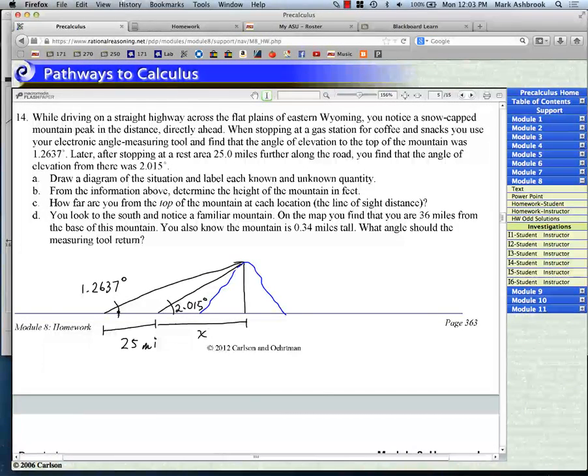Okay, so this is the angle of elevation, 1.2637 degrees, and then you drive 25 miles down the road, and there's an angle of elevation of 2.015 degrees here. Okay, and so you don't know how far you are from the base of the mountain, so call that x. So with these angles, and then the height of the mountain is h.